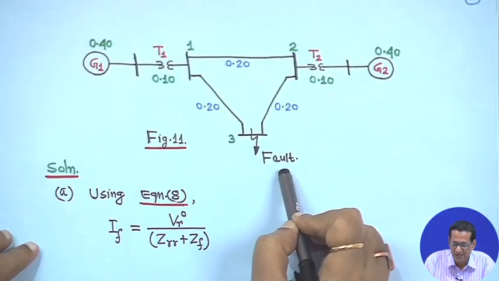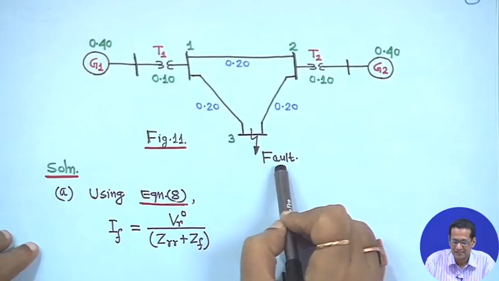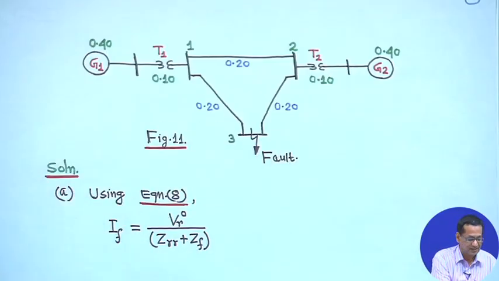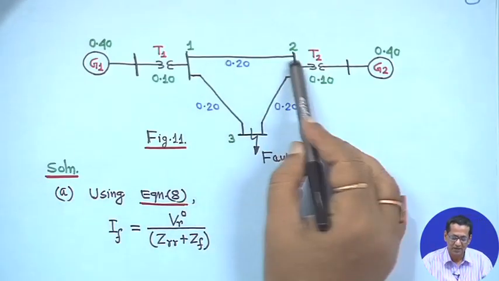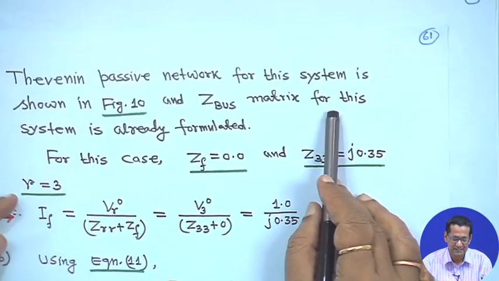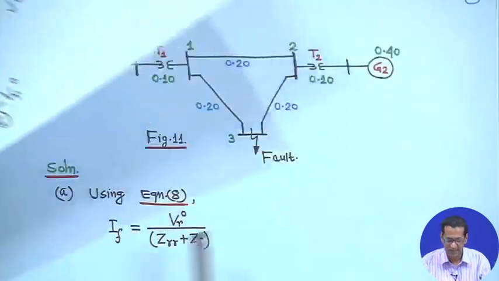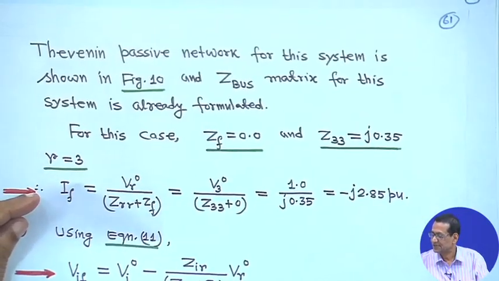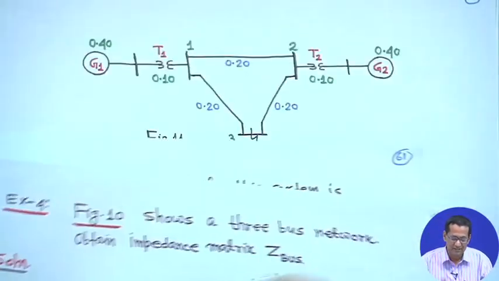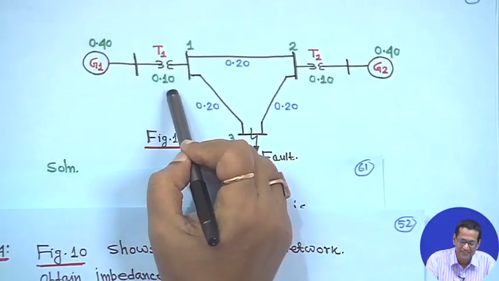Fault has occurred at bus 3, that means R is equal to 3, that is the faulted bus. In this case, this is 1, 2, 3. So, Thevenin's passive network for this system is shown in figure 10, because here the generator is 0.4 and this is 0.1.